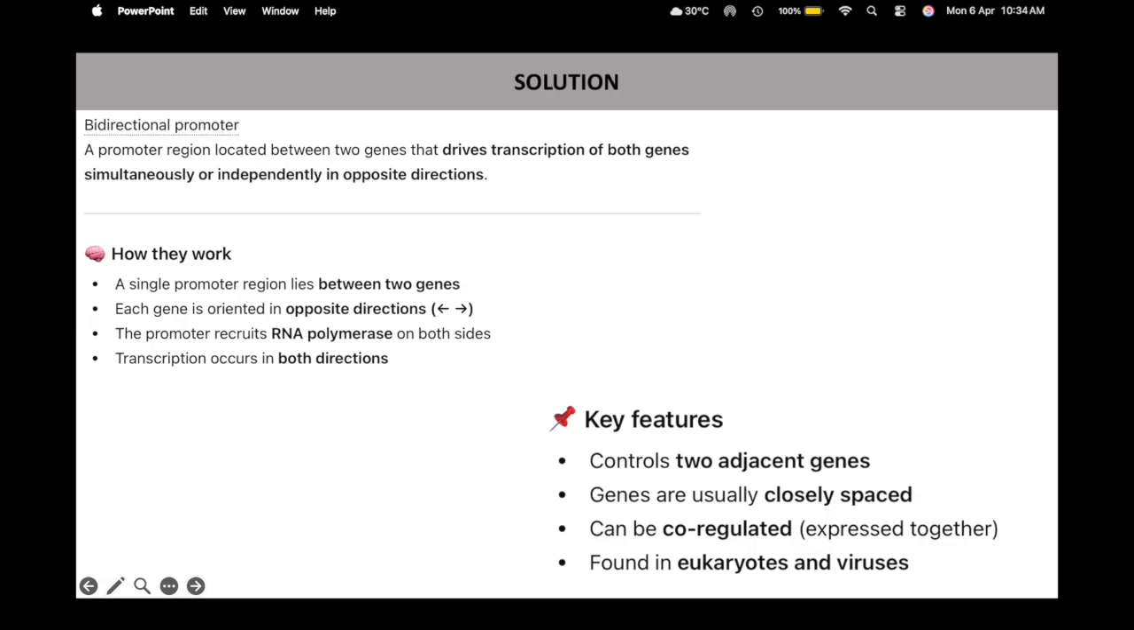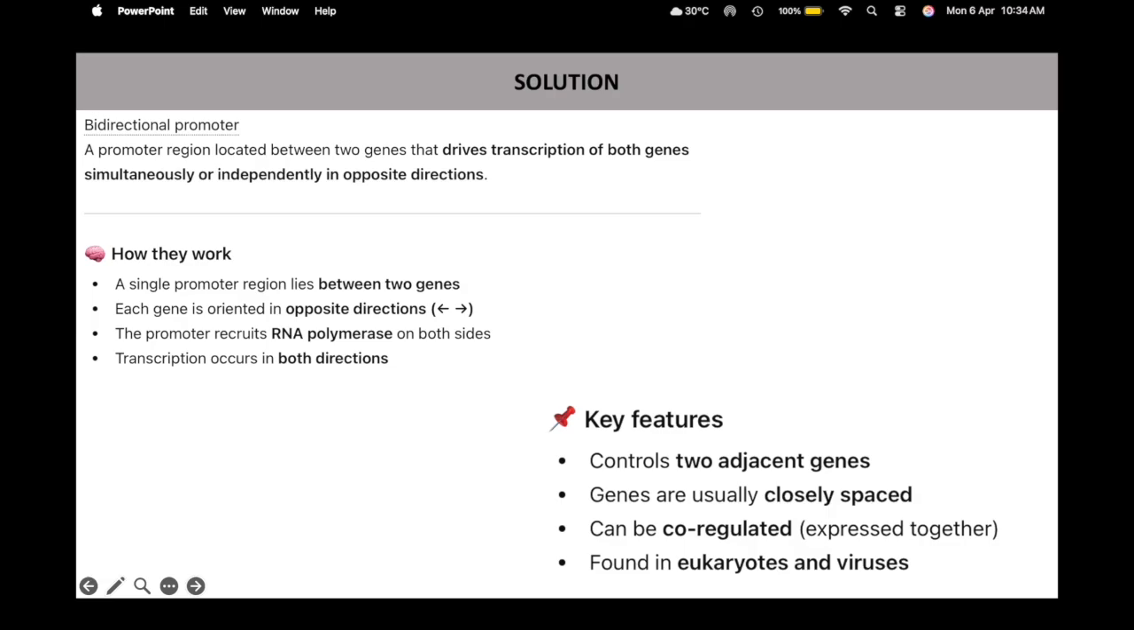Now, how it works. In this case, a bidirectional promoter will always lie between two genes, and each gene will be oriented in opposite directions, because from the promoter the transcriptional starting site should always begin. If for this gene the transcriptional starting site is here, for this gene it should be here. So the gene direction for this gene will be on the right side, and for this gene on the left side.